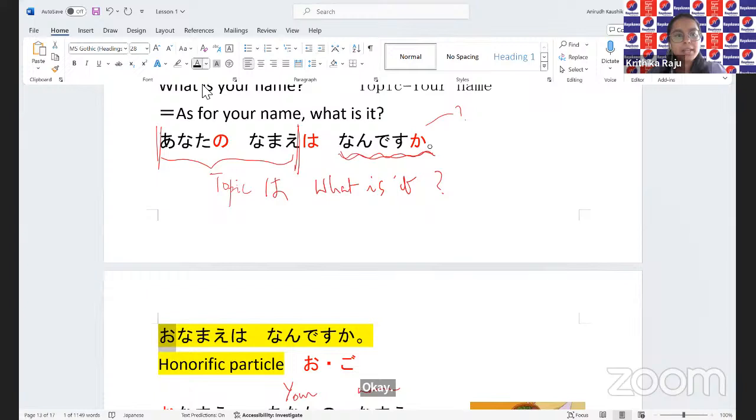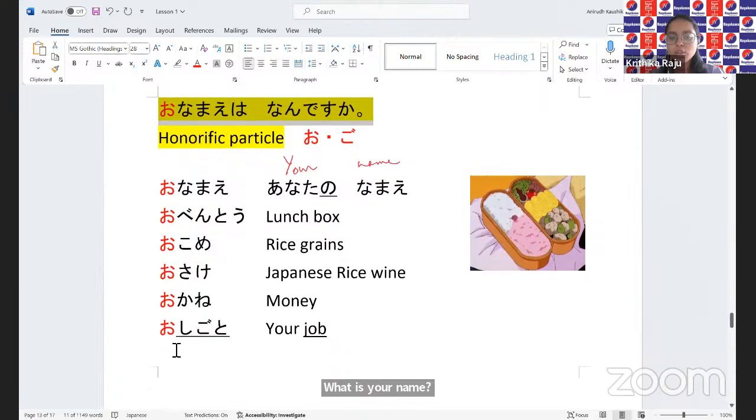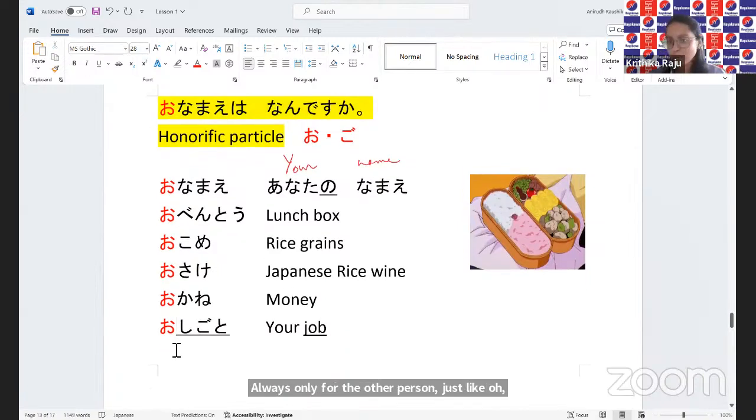O namae wa nan desu ka? So what does this sentence translate to? Everyone? What is your name? O namae translates to your name. Always, only for the other person. Just like oshigoto refers to the other person's job, not your own.